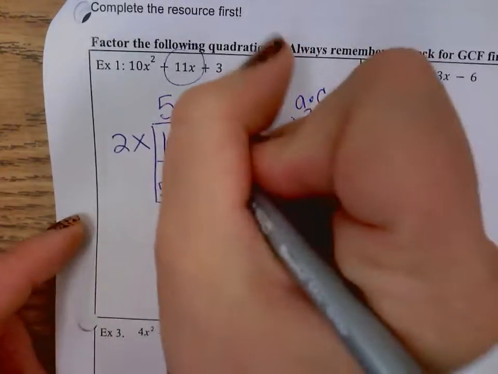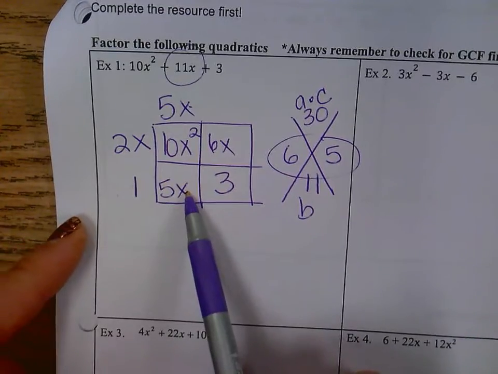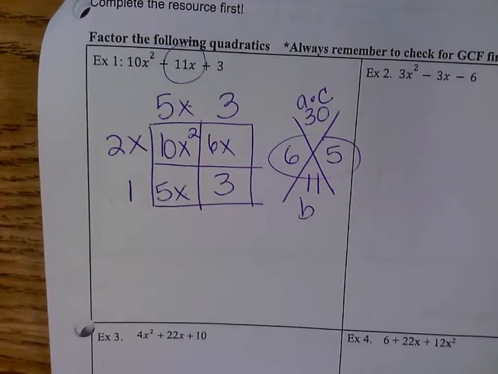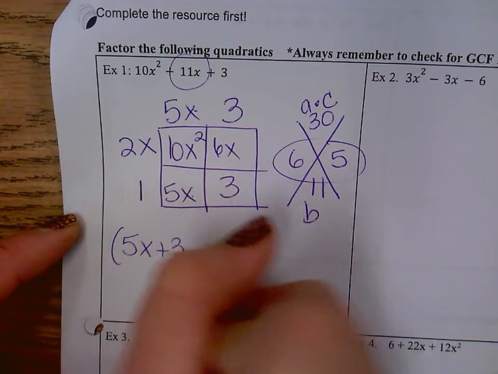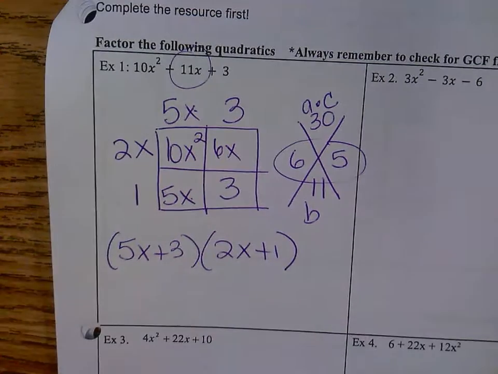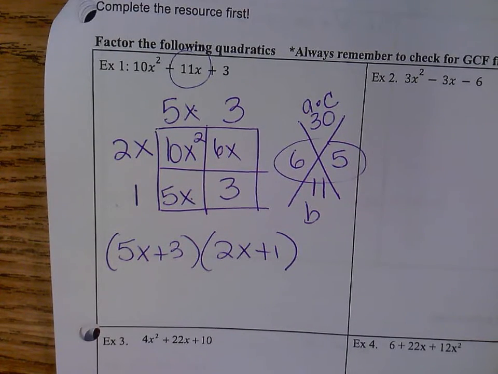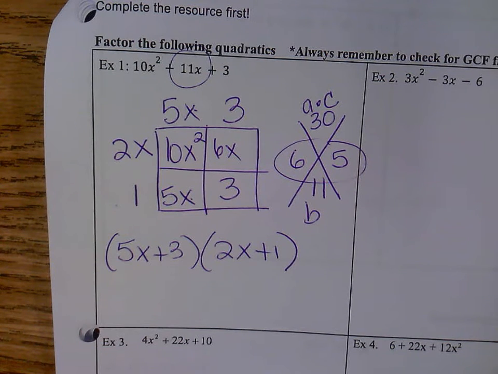Then 5x times 1 gives me 5x, and 2x times 3 gives me 6x, and then I double check here. Is 3 times 1 equal to 3? It has to work out at the end. Then you write it using the 2 parentheses. So I'd have 5x plus 3 times 2x plus 1 as my factored answer. How do I know that I can stop at this step? It doesn't say equals 0 on here, so it doesn't say to solve, it just says to factor. And if I use the box method in reverse, multiplying them out, I should get back to the beginning problem.